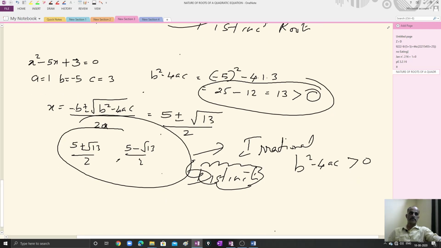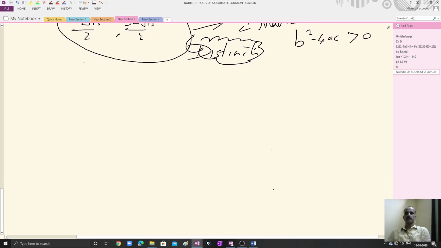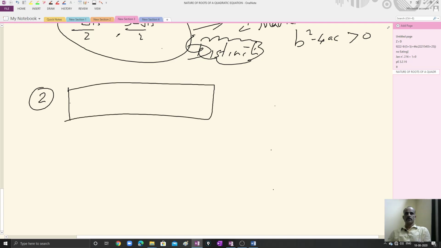So we make the second conclusion. What is the second conclusion? That is the second box, box number 2. If b square minus 4ac is greater than 0, then we have distinct roots, or different roots, or unequal roots. Roots are unequal. So this is our second box to carry. Ready?